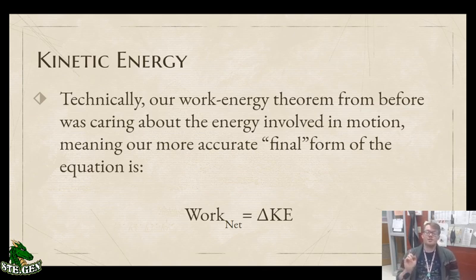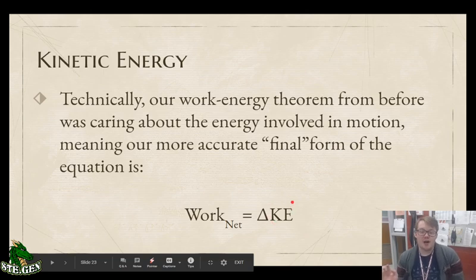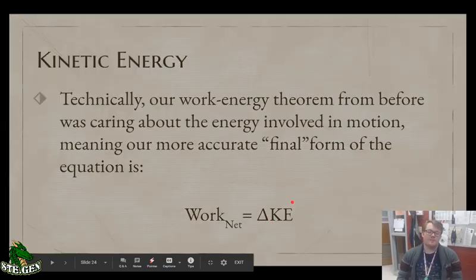Now, technically, the work-energy theorem we looked at before mentioned that it was energy of motion, kinetic energy. So the accurate form of that final form, which we'll talk about a little more later, is that net work is equal to the change in kinetic energy. If work is done, that means energy was used, because we said they're all connected. More specifically, for the definition of work, a force was applied over a distance. If a force was applied over a distance, something had to have moved, which means there was kinetic energy. There was energy of motion involved.